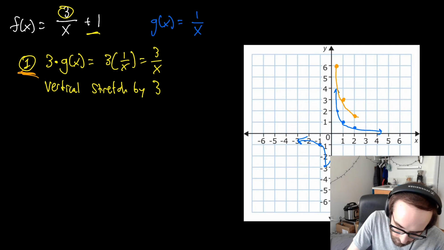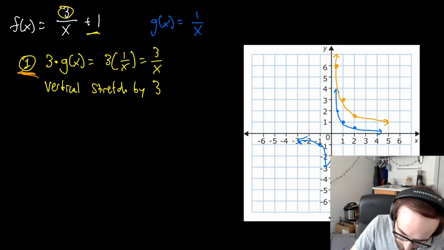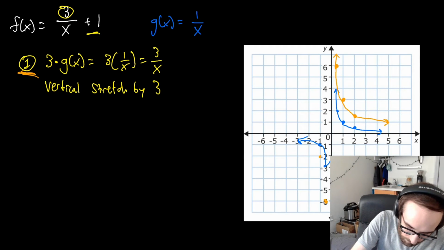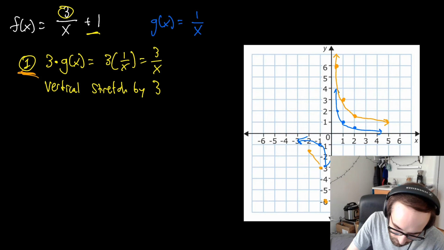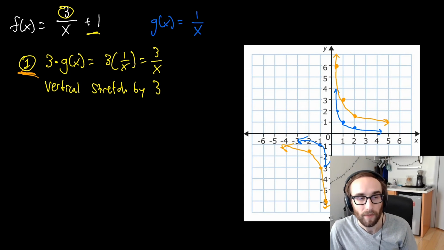So our function kind of looks like this. And then same thing down here, everything is multiplied by 3. So we just kind of reflect those points. (-1, -3), (-2, -3/2). Okay, so vertical stretch by 3.